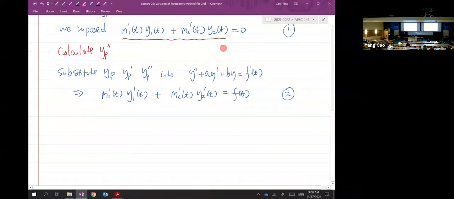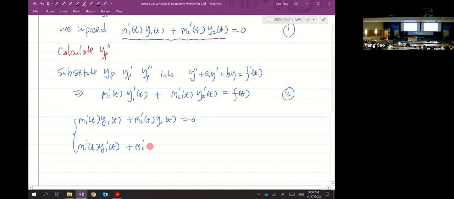So let's rewrite the two conditions together. So I have two equations. And what's known here? The known is y1, y2. If you know y1, y2, you certainly will be able to calculate y1 prime and y2 prime. So this term, the red underlined, are given conditions that you could easily obtain by taking a derivative. And what's unknown is m1 prime of t, m2 prime of t. And these two show up in both of the equations here.